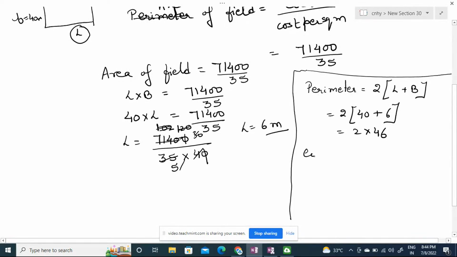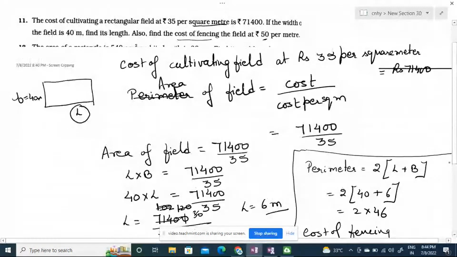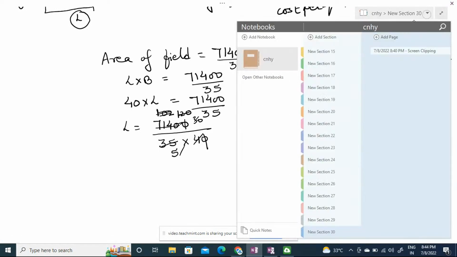Now the cost of fencing. We have to multiply all of them. Cost of fencing is 2 into 46 into 50. 2 into 50 gives 100, so this becomes 100 into 46. That is 4600 rupees. Okay. On to the next question.